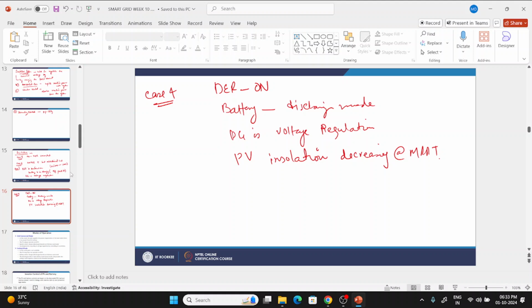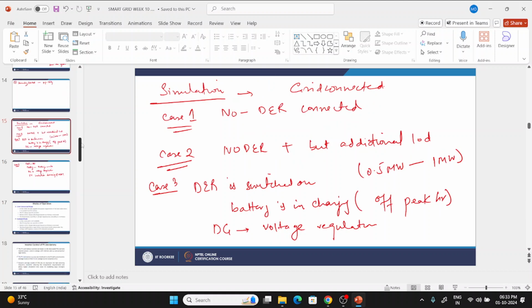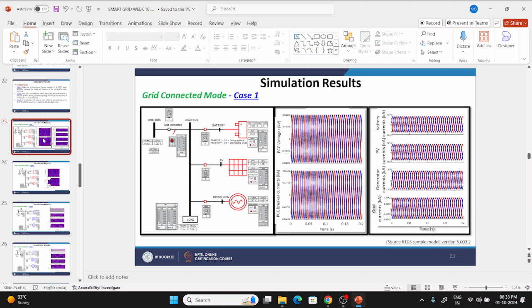All these cases are in the grid connected mode. This is more important, so I will show you some simulation results. These are the simulation results. This is a grid bus. This is an example from the RTDS. Then this is a battery. This is the load bus. The diesel generator is here. We can set the SOCs of the battery over here. We can set the temperature of PV over here, and we can also set the generating operating conditions over here.